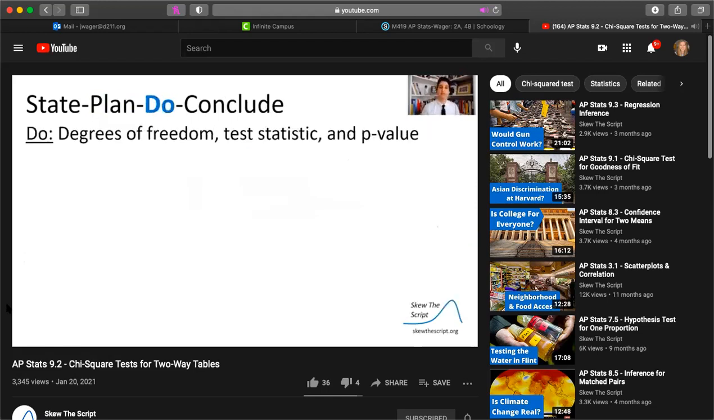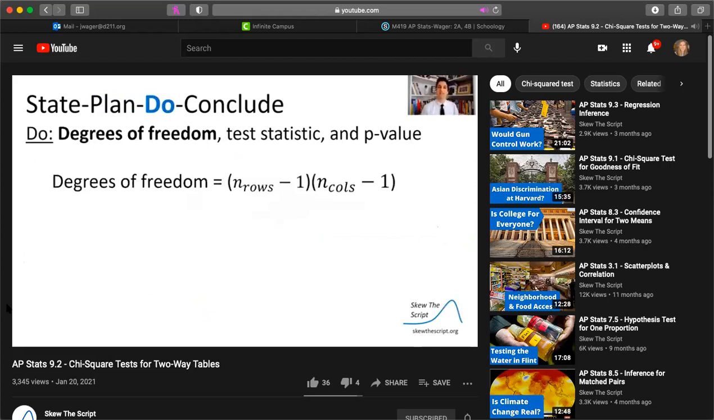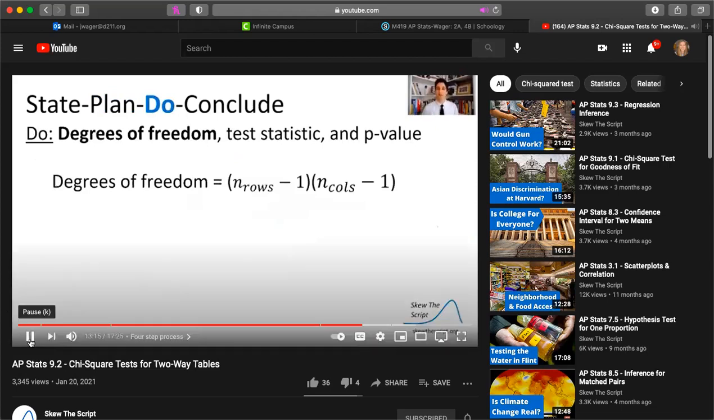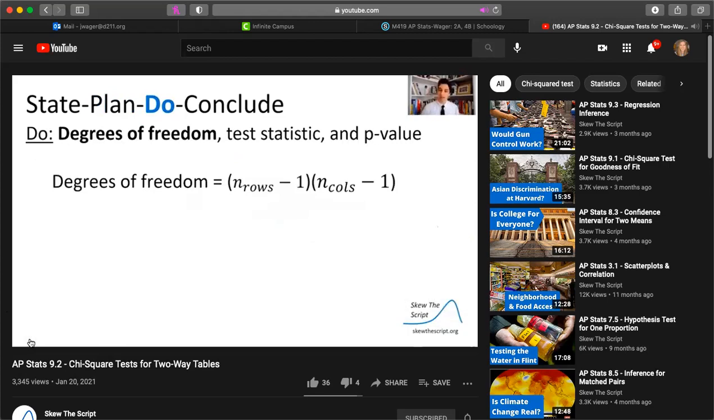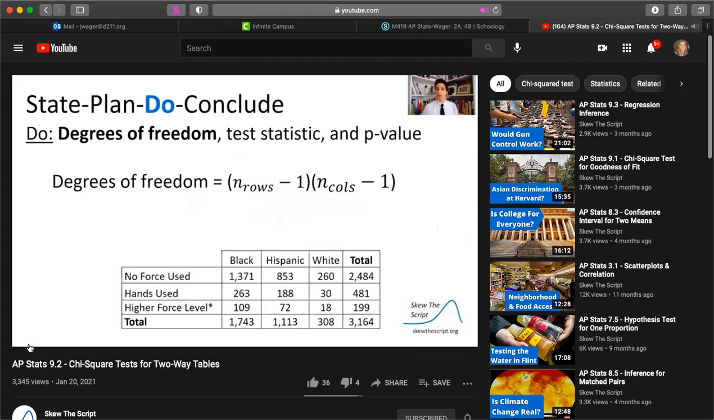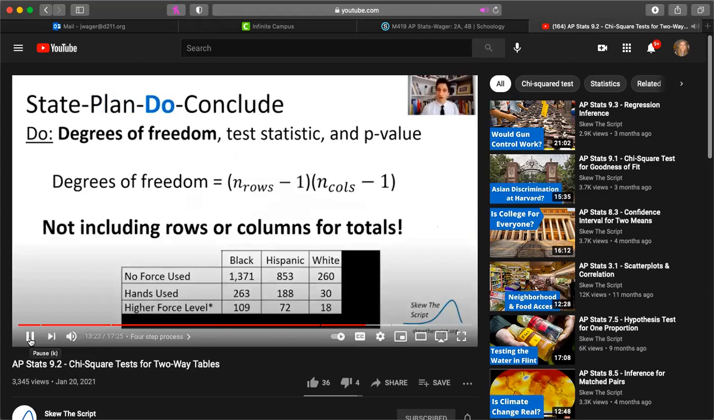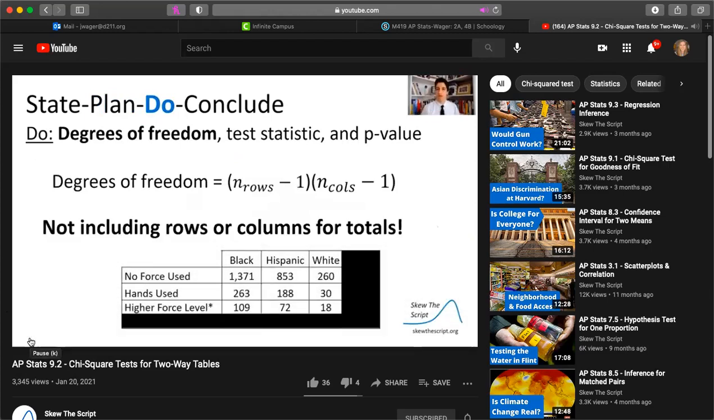Now for the do phase, in your report, include the degrees of freedom as well as your test statistic. In two-way table analysis, degrees of freedom is going to be the number of rows in the table minus 1, times the number of columns in the table minus 1. When I say rows and columns, I don't mean the totals for the rows or totals for the columns. No, I just mean the variable values.